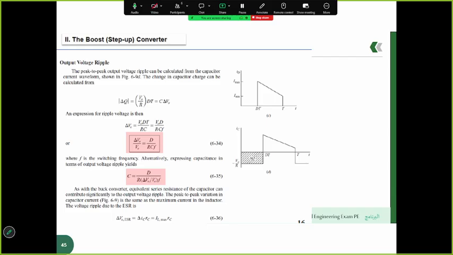The ripple can be expressed in equivalent forms, such as delta V0 is equal to these equations. So this equation illustrates that increasing capacitance or switching frequency reduces ripple, while higher load resistance or duty cycle increases it. This slide also provides a design-oriented rearrangement to determine the required capacitor value for a specific ripple value. So by using this equation, we can find the required capacitance.